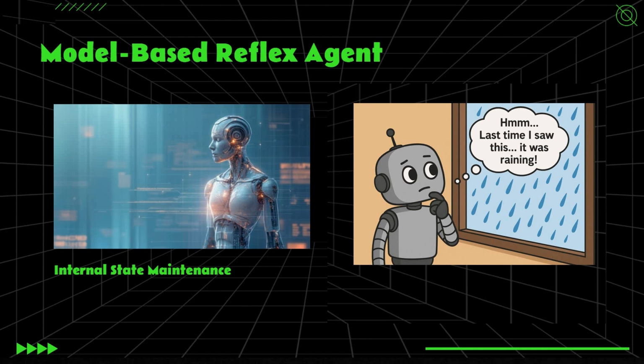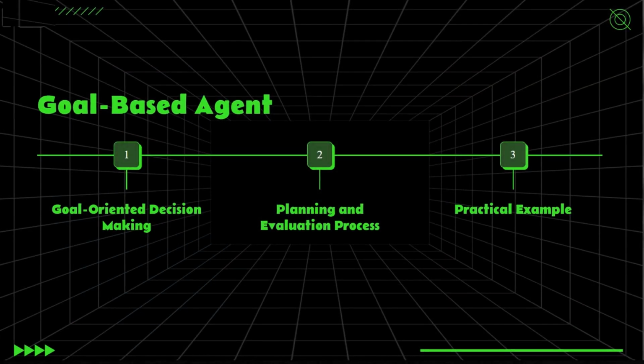So let's move on to the next agent, which is the goal-based agent. This type of agent is not just gonna react or remember, it's gonna think ahead. It has a goal in mind that it has to reach, and each time it's gonna ask itself, will this action help me get closer to my goal? Instead of just acting on what it sees, the agent evaluates different options and chooses the one that moves it towards its goal.